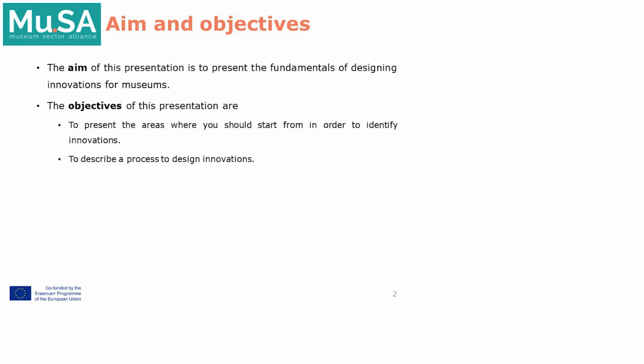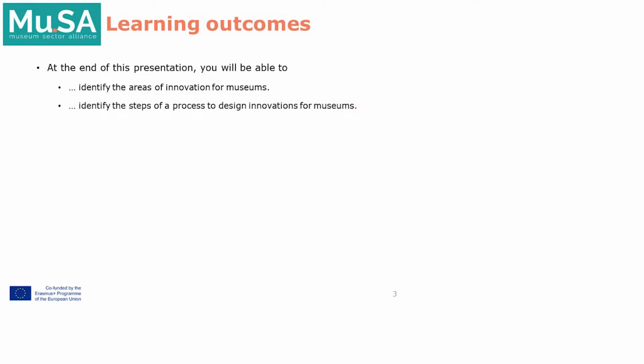The aim of this presentation is to detail the fundamentals of designing innovations for museums. The objectives of this presentation are to present the areas where you should start from in order to identify innovations, and to describe a process to design innovations for museums. At the end of this presentation, you will be able to identify the areas of innovation for museums, and identify the steps of a process to design innovations for museums.